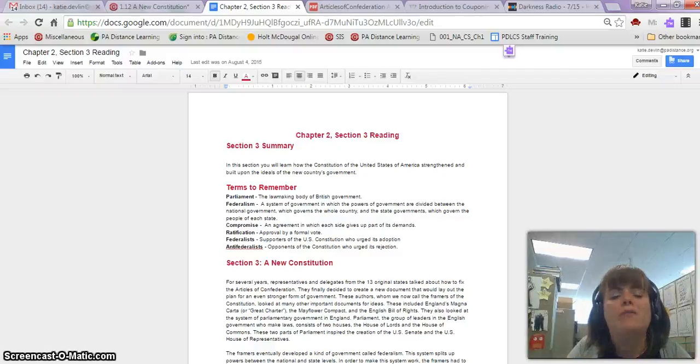This is a reading of the summary for Chapter 2, Section 3. Section 3 Summary. In this section, you'll learn how the Constitution of the United States strengthened and built upon the ideas of the new country's government.